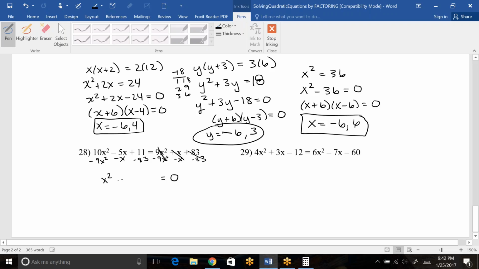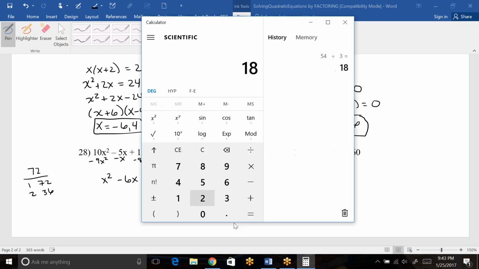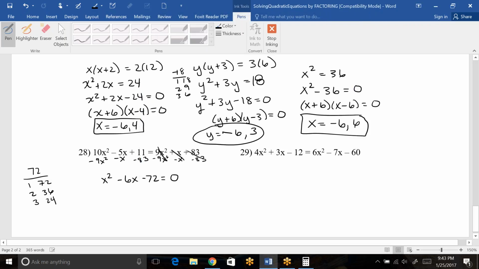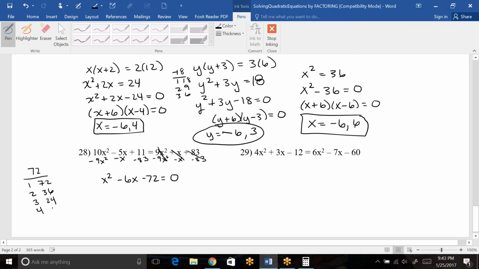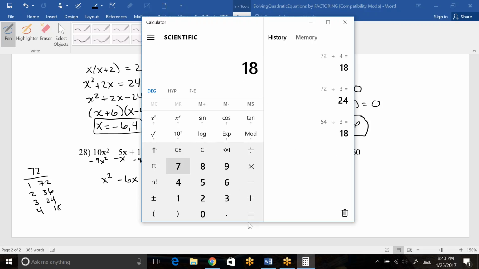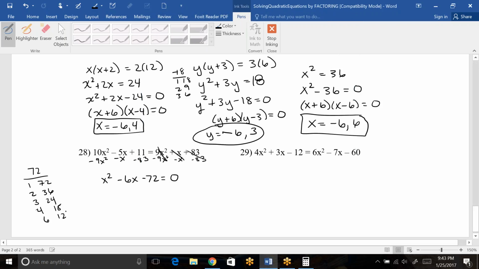This would be x squared minus 6x. 11 and take away 83 would be -72. Since this is a 1 in front, factors of -72 that are 6 apart. So we have 1 and 72, 2 and 36. 72 divided by 3 is 24. I believe 4 goes into it as well. 72 divided by 4 is 18. 5 does not go into it. 72 divided by 6 is 12. And I have my pair, so I'm going to go ahead and stop.